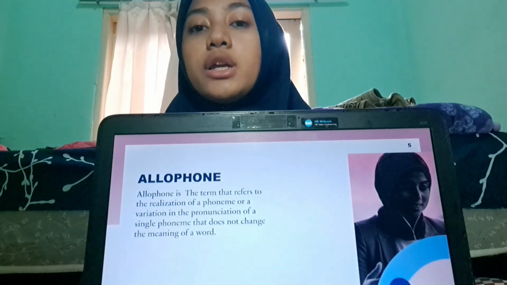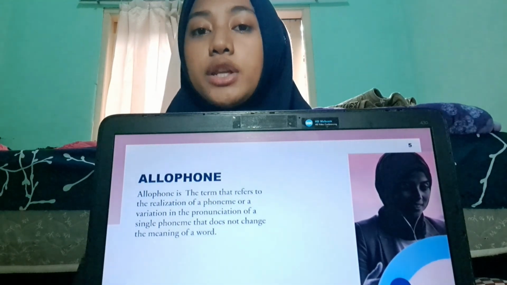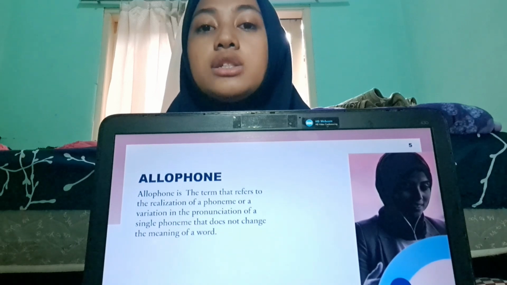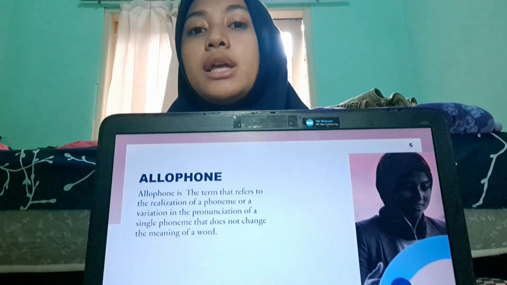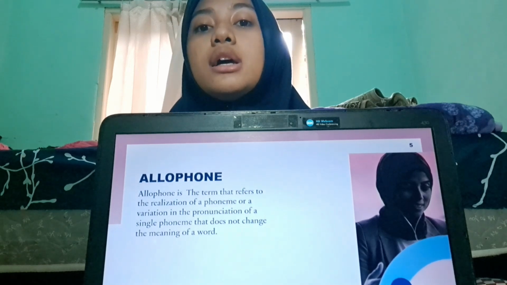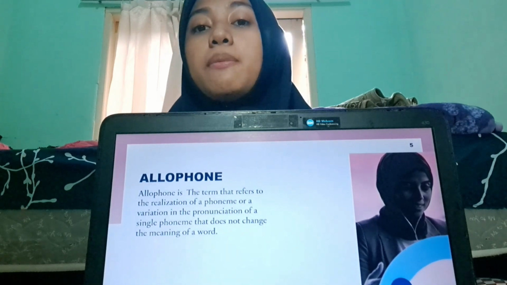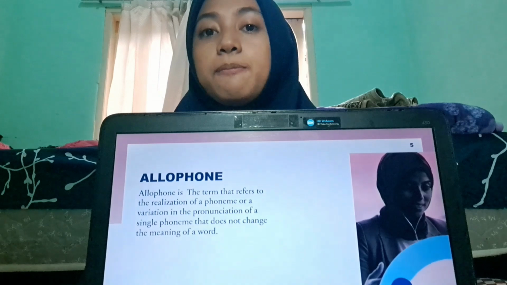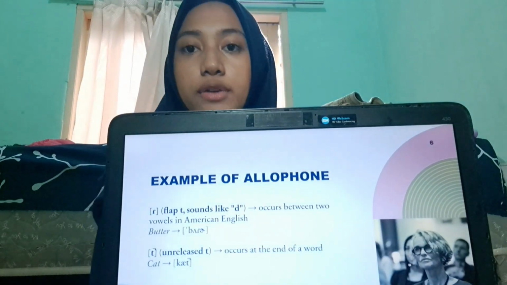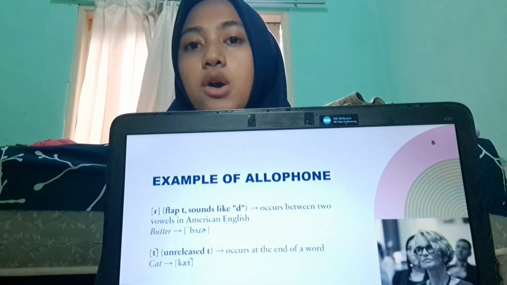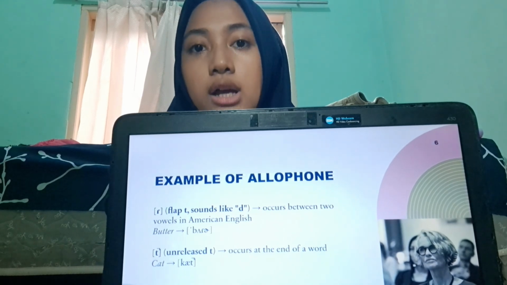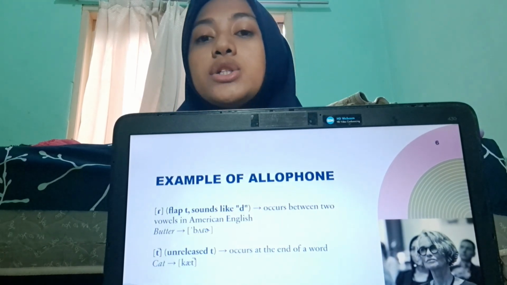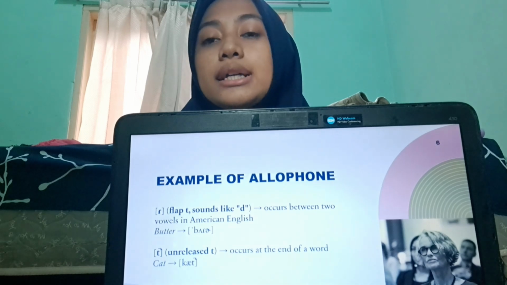An allophone is a variation in the pronunciation of a phoneme that does not change the word meaning. For example, the sound P in pin and spin is slightly different, but both are perceived as the same phoneme P. Examples of allophones are the flap T, which sounds like a D and occurs between two vowels in American English, like butter, and the unreleased T that occurs at the end of a word like cat.